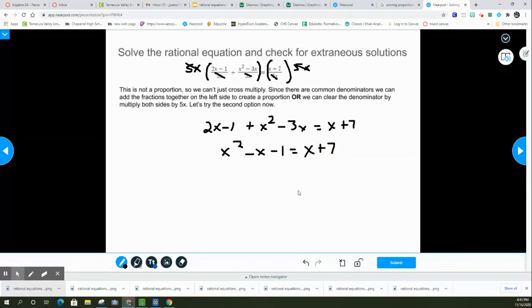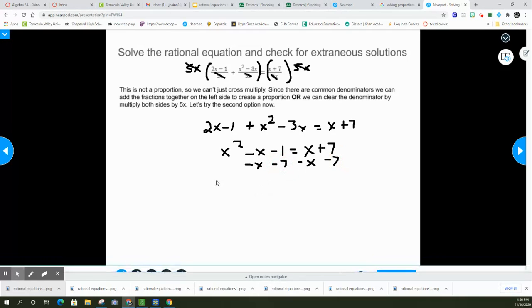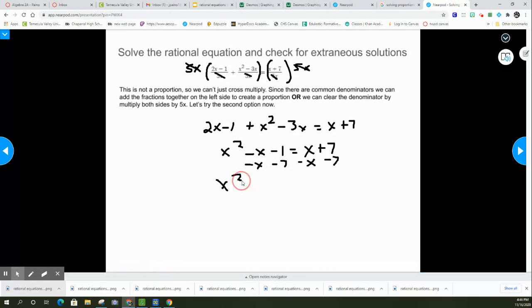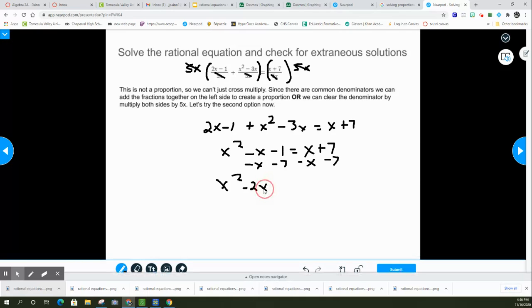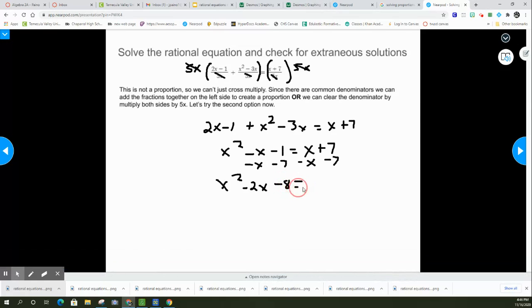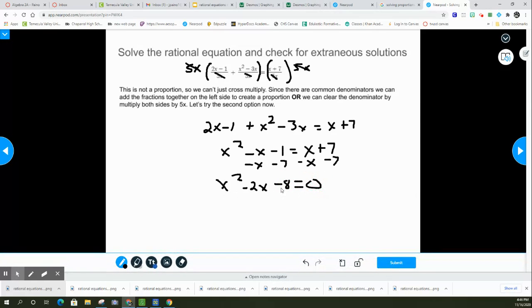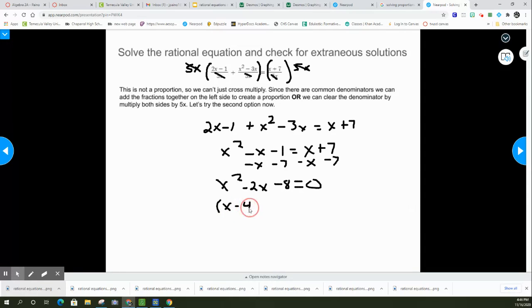And I'm going to set it equal to 0 because it's a quadratic. So I'm going to subtract x from both sides, and at the same time, I'm going to subtract 7 from both sides. All right, and I'm going to get x squared minus 2x minus 8 equals 0. And so can I factor this? Yes, I can. What multiplies up to negative 8 and adds up to negative 2? So that's going to be x minus 4 and x plus 2.